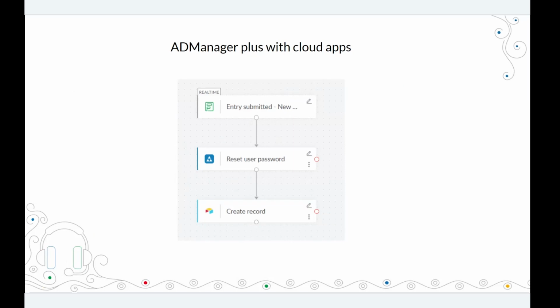So here is again a use case that we are discussing, which involves Zoho Forms, ADManager Plus, and AppTable. In this use case, when a user enters and submits a form with their information, I want Zoho Flow to collect the data from the form and reset the user password in ADManager Plus. And once the user password is reset, I want it to create a task in AppTable.